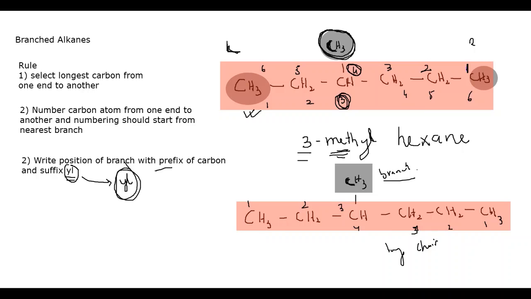Sir, meth is for 3? Meth is for 1. 3 is the position. At the third position, we have a branch. And how many carbon atoms are there in the branch? The number of carbon atoms is 1. So that's why it is meth. Okay, sir, I understand. Thank you.